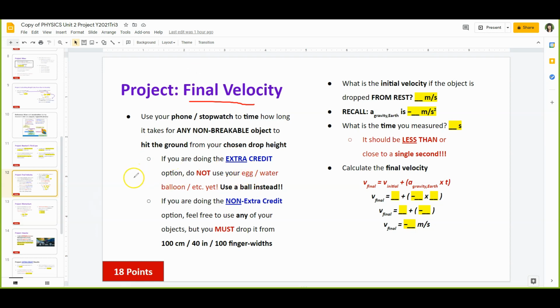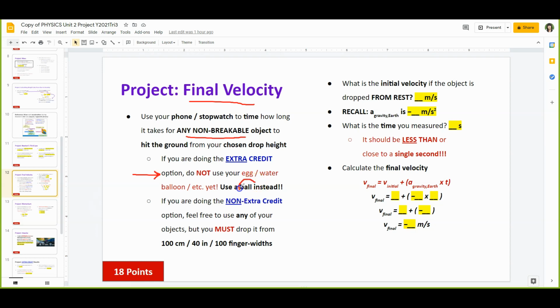For this part of your project, if you are doing the extra credit version, do not use your breakable object yet. You should only use a non-breakable object for this part because you obviously don't want to break your object before you get to the experiment. Please use any non-breakable object that's similar to your object in size and weight.